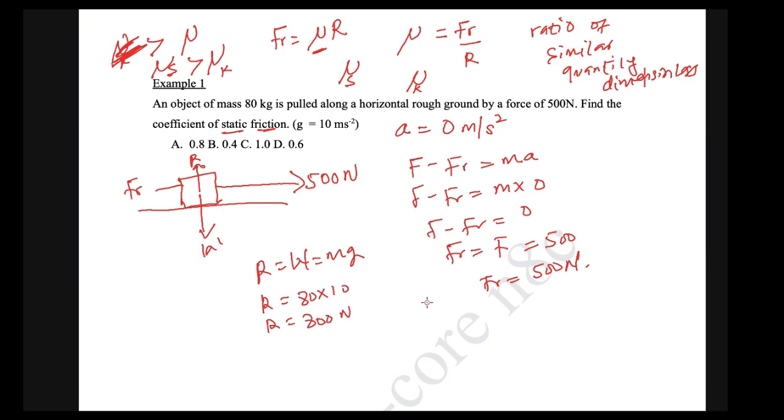Okay. Now we said that frictional force is mu times normal reaction. We are looking for the coefficient of static friction. So the coefficient of static friction is going to equal Fr over R, which is 500 over 800, which is 5 over 8. And 5 over 8 should give 0.625. No unit, it is dimensionless, we said it before. So that makes choice D the correct answer. I hope that makes sense to you.